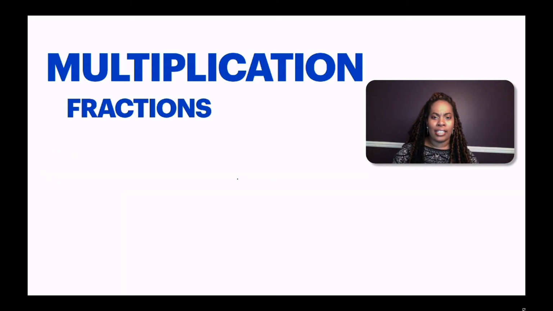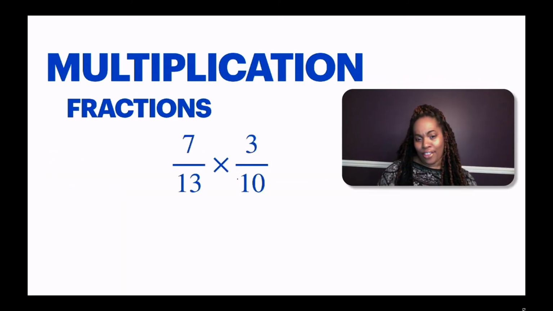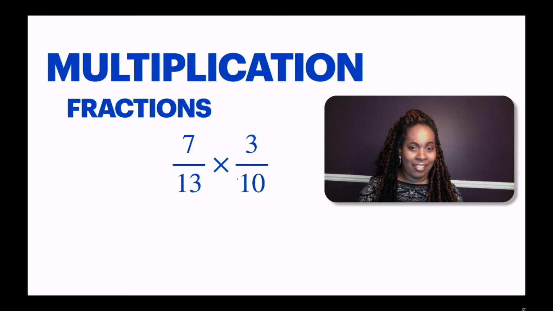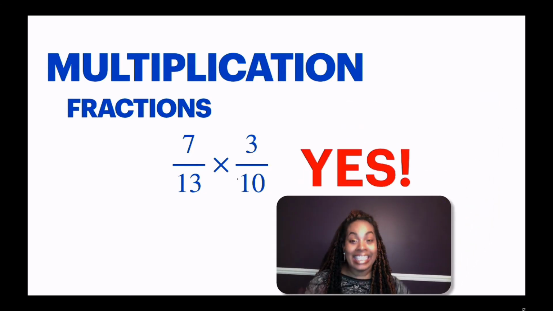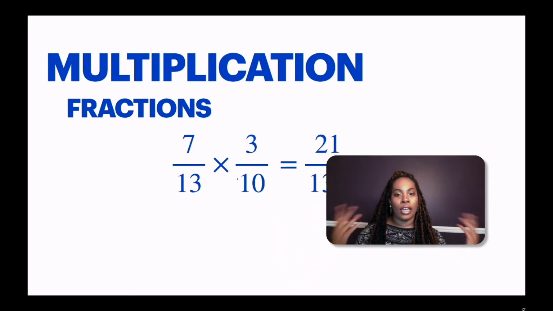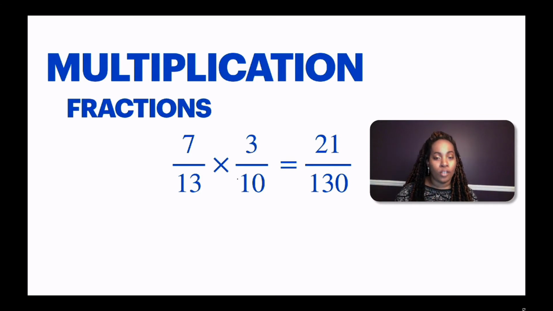So let's give an example of what I mean. 7/13 times 3/10. Can you multiply 13s times 10s? You take a guess. The answer is yes. Why? Because you can multiply anything times anything. They don't both have to be 13ths or 10ths. Just multiply straight across. 7 times 3 is 21, and 13 times 10 is 130. So you end up with 21/130.